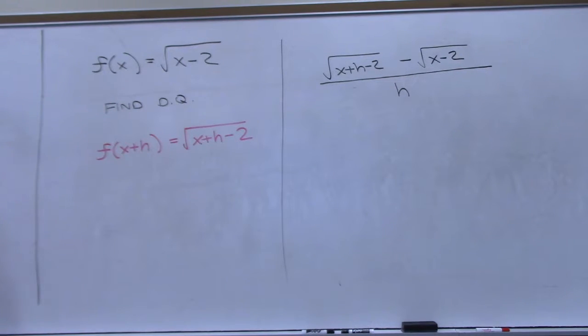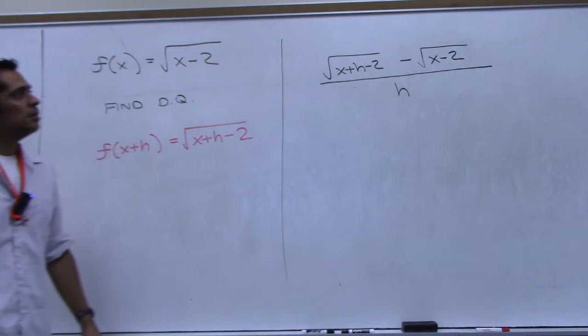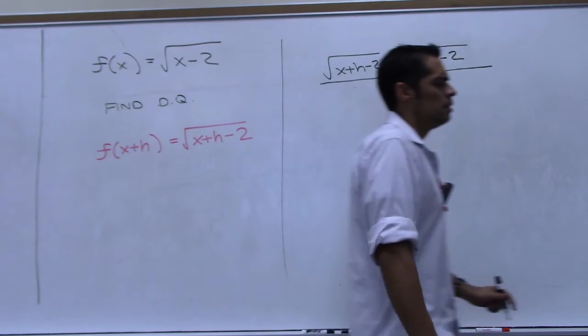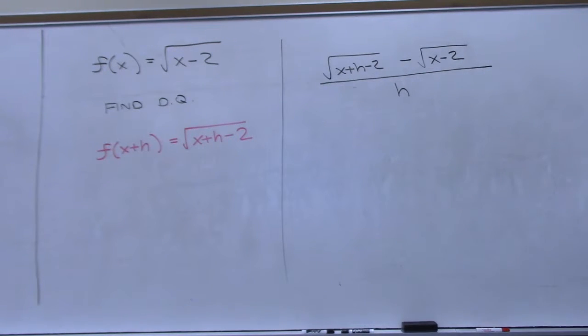Square it. Isn't it supposed to be the reciprocal? Square root of x plus h minus 2 plus square root of x minus 2 on this side? That's called the conjugate, but yes, that's another idea. Okay, so let's resolve the first one, okay? Can we just square this to get rid of the square roots? What do you think? Yeah?